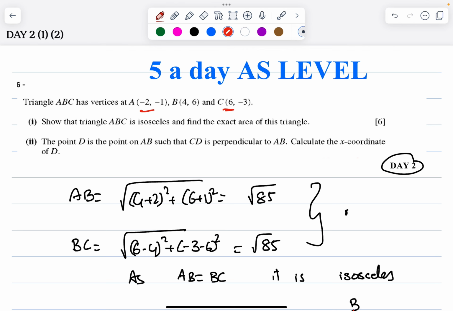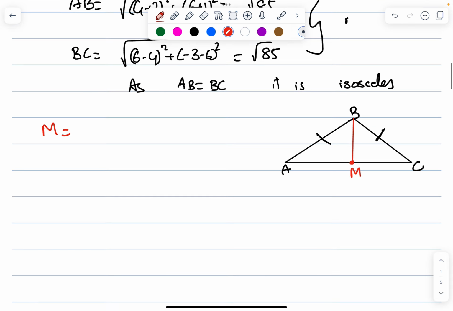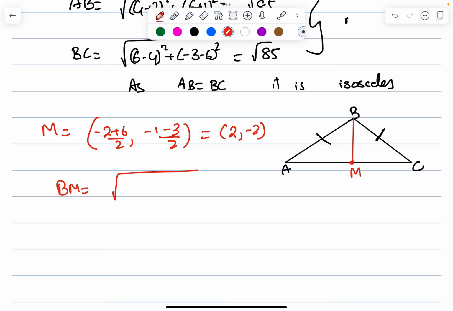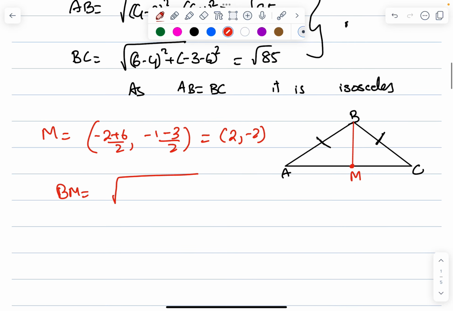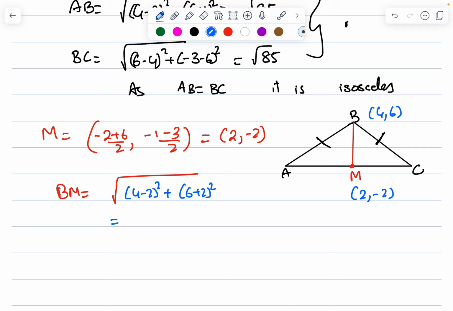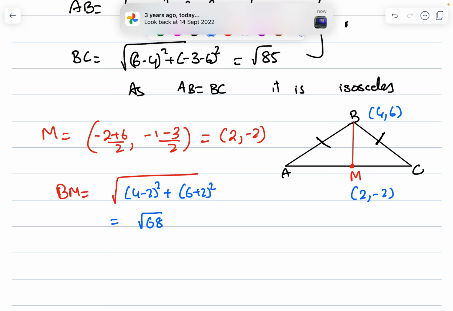(Minus 2 plus 6) by 2, comma, (minus 1 minus 3) by 2, which is going to be 2 comma negative 2. Then I'm going to find the BM distance, which is the square root of... B was 4 comma 6 and M was 2 comma minus 2. So square root of (4 minus 2) whole squared plus (6 plus 2) whole squared, which is nothing but square root of 68.